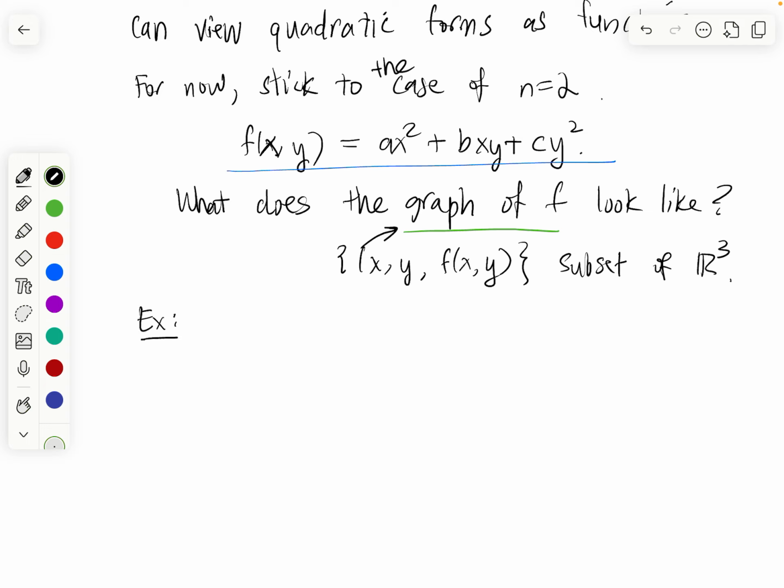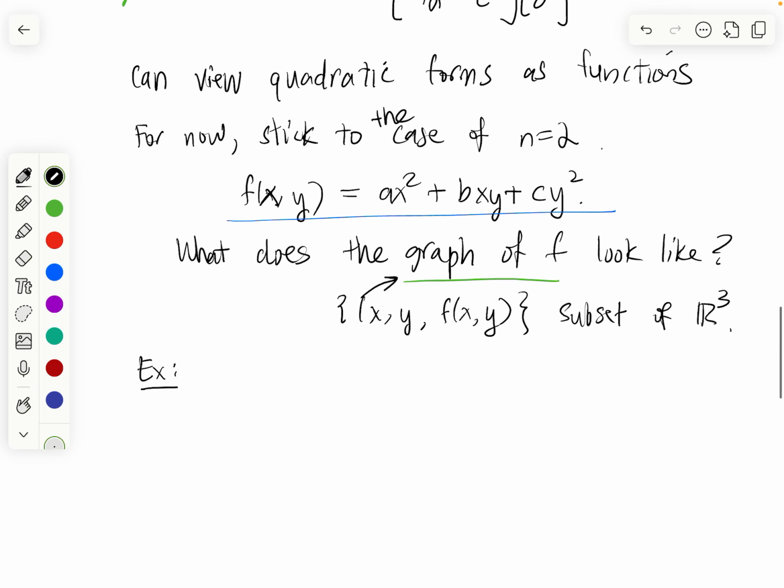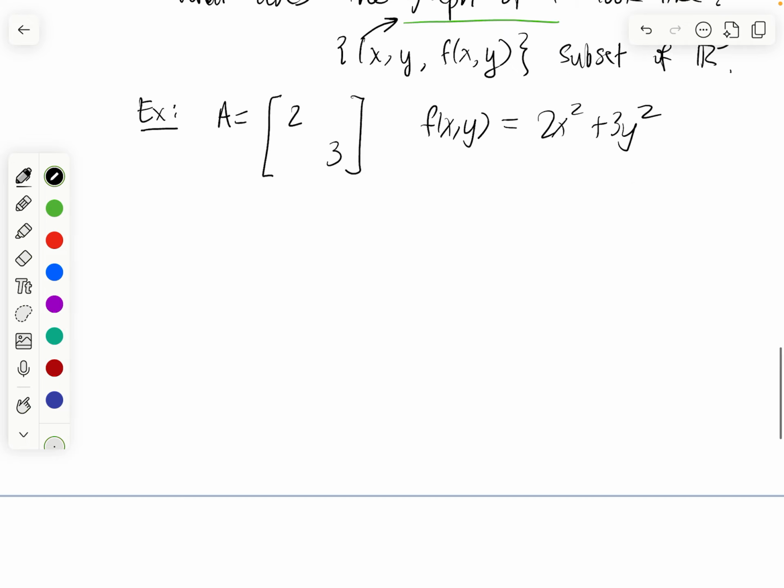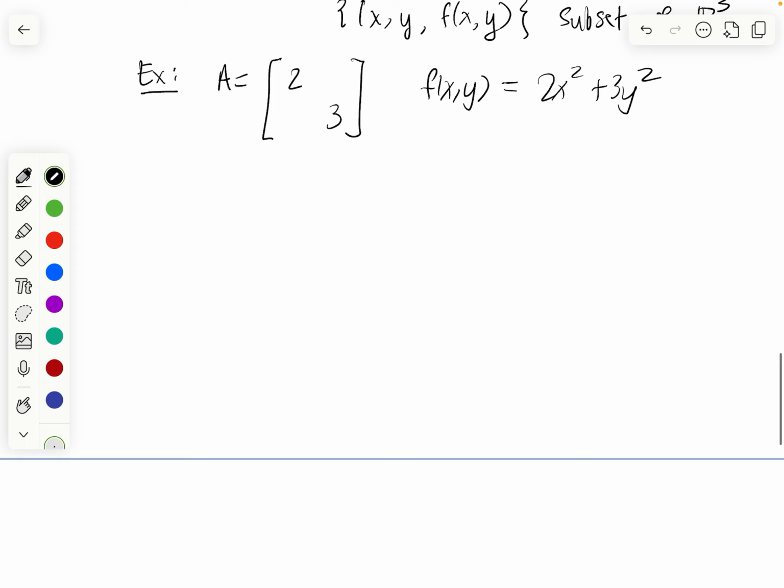Well, it's going to depend on your matrix A, right? So the question is really, how does the matrix A affect the graph of this quadratic form? Well, in the case where A was this diagonal matrix 2, 3, then you're going to get f of xy is equal to 2x squared plus 3y squared. Now let's think about what happens if you graph this. So let's just call this z. What happens if you graph z equals 2x squared plus 3y squared? What shape is that?